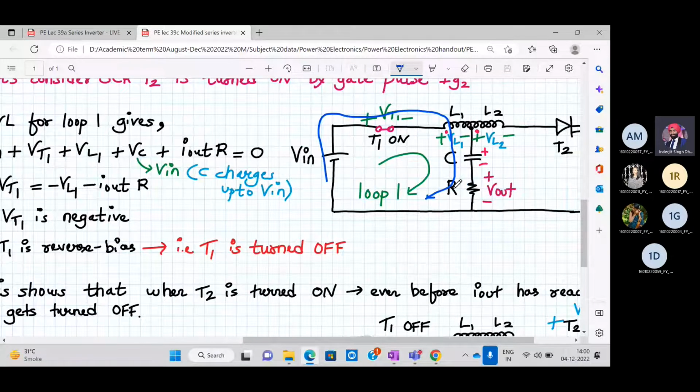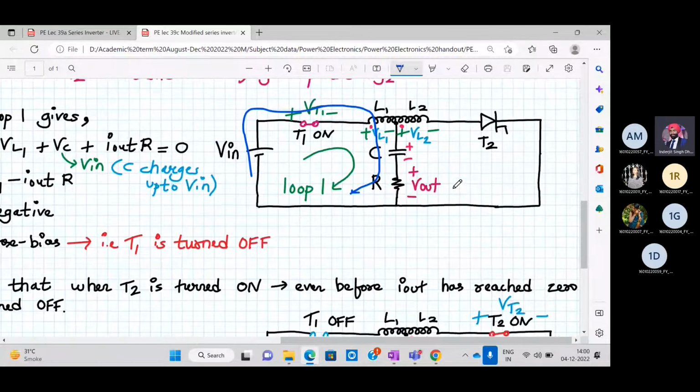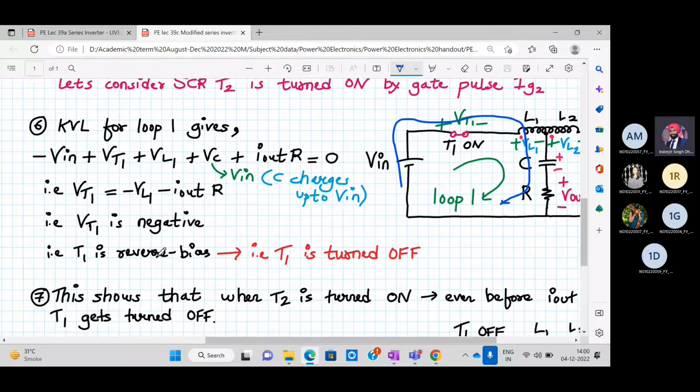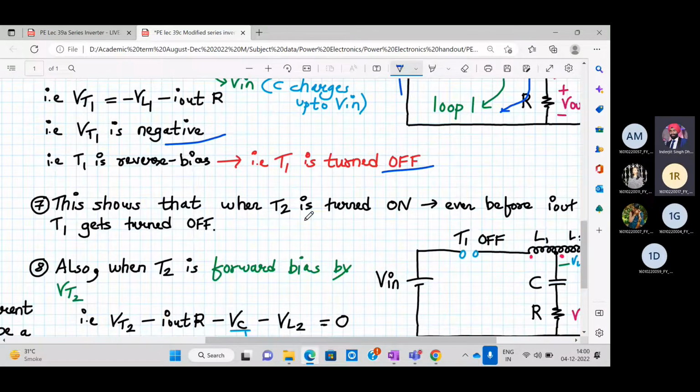And once VT1 immediately turns negative, your T1 turns off immediately. What is happening? You're turning on T1, then you're turning on T2 before T1 turns off. Now if you turn on T2, your T1 will automatically turn off because of the structure of the modified series inverter. As you can see, it's clearly evident from the KVL also that VT1 is becoming negative, and VT1 negative means T1 is turning off. Is your doubt clear? Yes, sir.